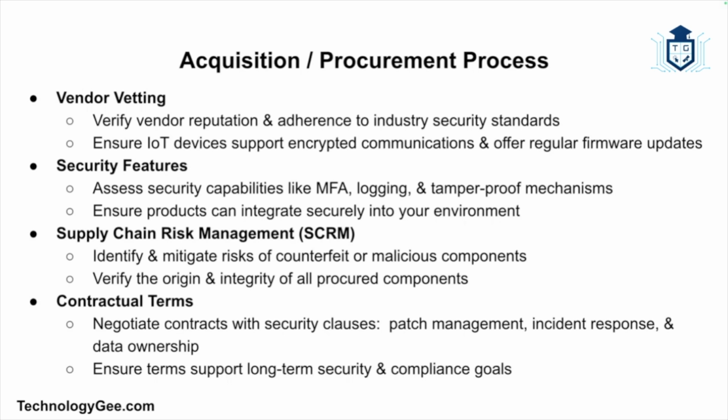Next is security features. So consider the security features of the product. Does the software include multi-factor authentication or logging capabilities? Does the hardware come with tamper-proof mechanisms? Assessing these features ensures your assets can integrate securely into your environment. Next, we have what is called supply chain risk management. Supply chains can be a source of vulnerabilities. Counterfeit or malicious components can compromise your entire network. So you always want to verify the origin and integrity of the components that you procure.